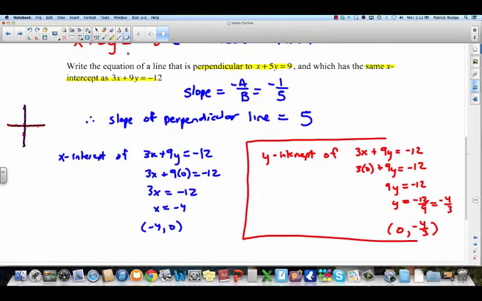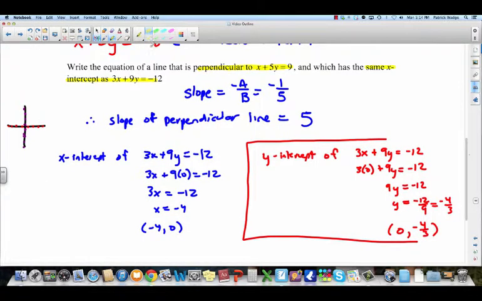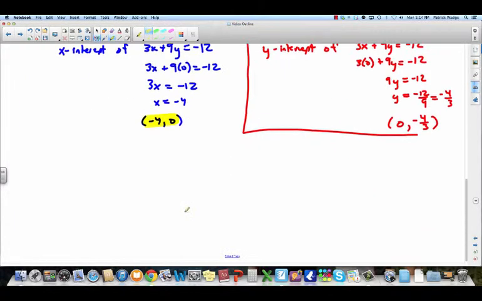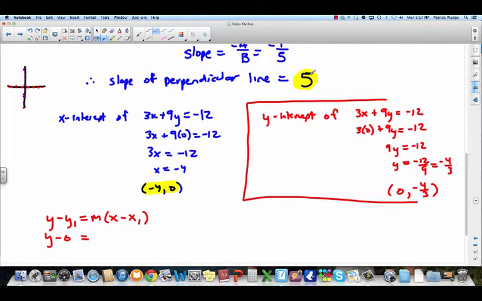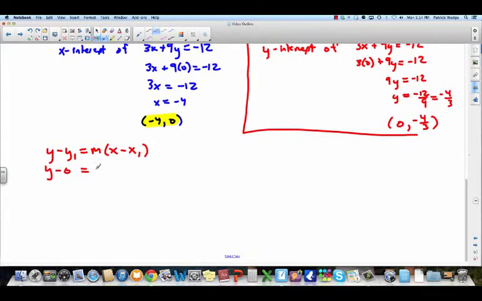Okay, so what are we working with here now? We have a line that has a slope of 5, and it goes through the point negative 4, 0. So now we do the same old thing we've been doing time and time again. We first of all put that into our slope point form. Okay, so y minus the y value, which is 0, y minus 0, equals the slope. What did we say the slope was? 5 right there. So equals 5.